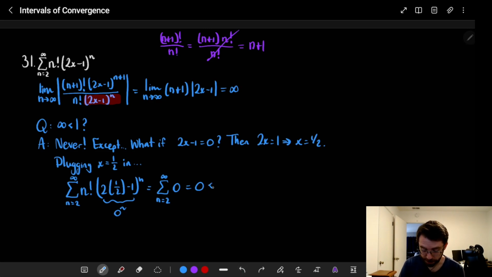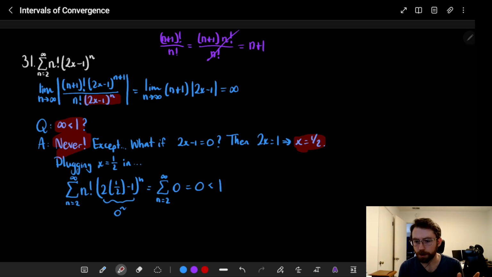And, well, 0 is less than 1. So, I would say this particular choice of x gives you a convergent series. It's convergent in a dumb way. It's just 0 added with itself infinitely many times is 0, but it's still a valid point within the quote-unquote interval of convergence.